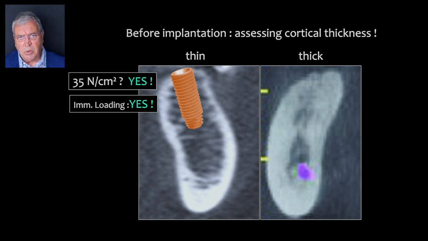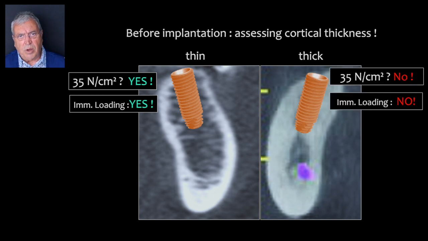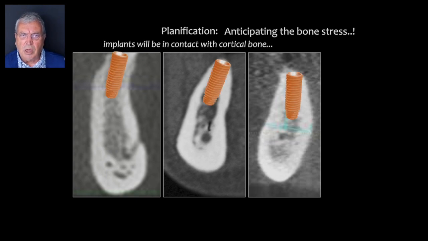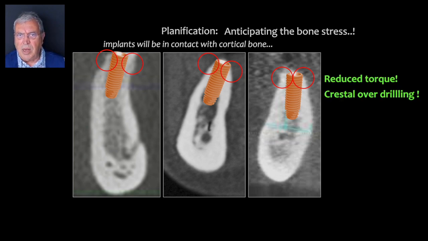But in this thick bone, forget to place with high torque. Forget the immediate loading, because if you do that, you will lose the implant in the future. We need to assess, because we will anticipate the bone stress. Placing the implant is showing us what will happen. Stress into the cortical bone, and then we need to go with a reduced torque. We need to overdrill the crest, and we will never do, even in a dream, the immediate loading.